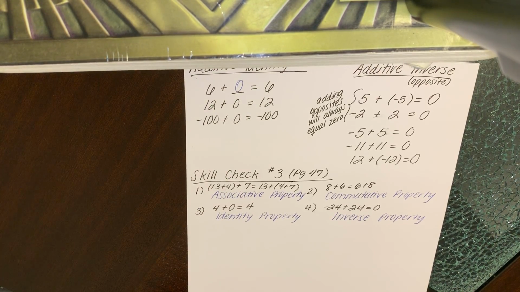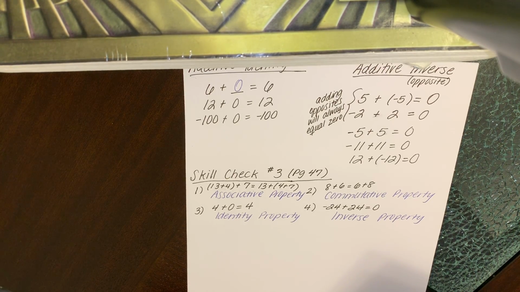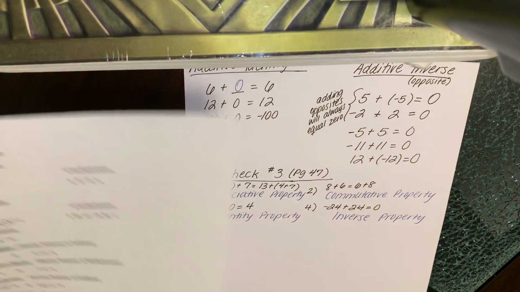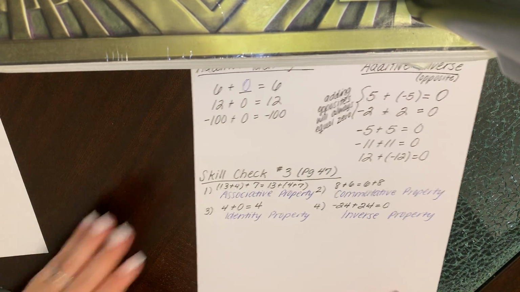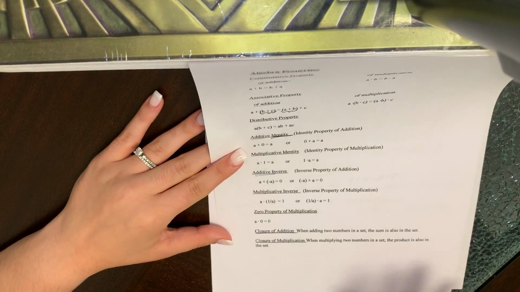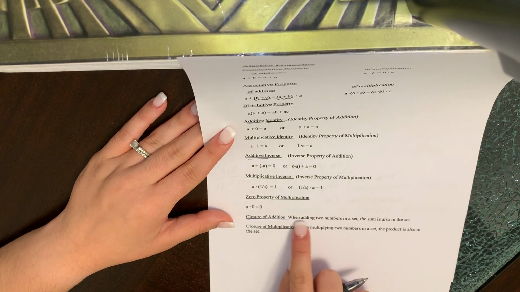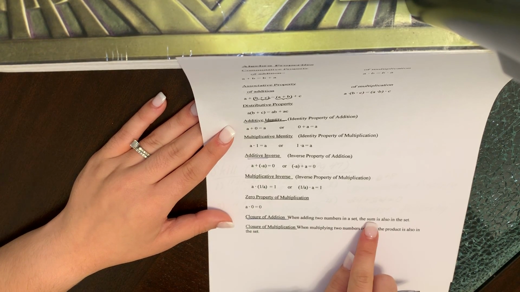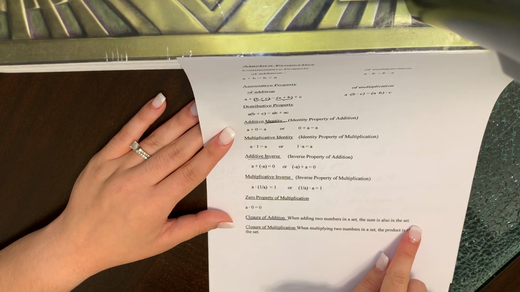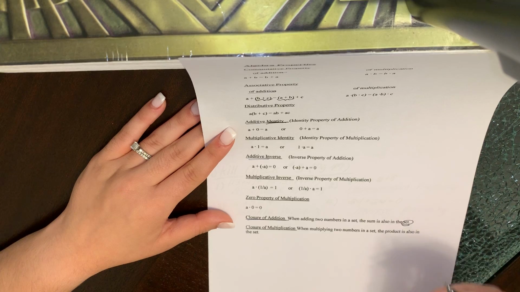Now the last one I'm going to talk about is the closure property. And I'm even going to do one of the ones straight out of the homework. So first off, let's talk about the closure property. I'll give you an example of it, and then we'll even do one from the homework. The closure of addition is when you add two numbers in a set, the sum is also in the set. What do they mean by set? I guess we'll find out now, okay?